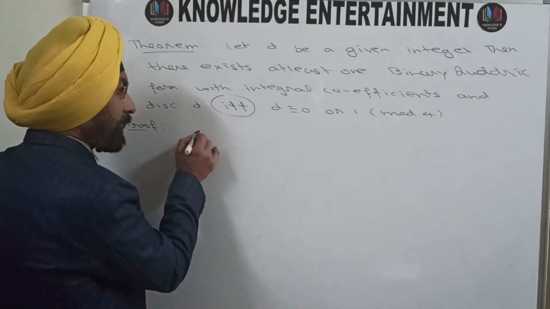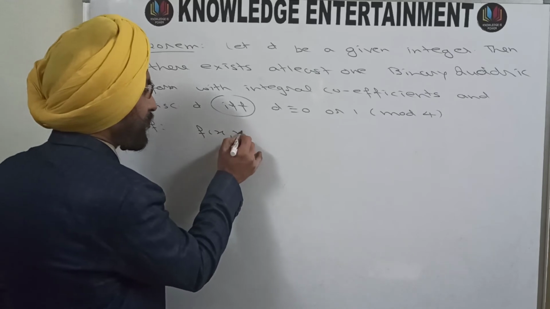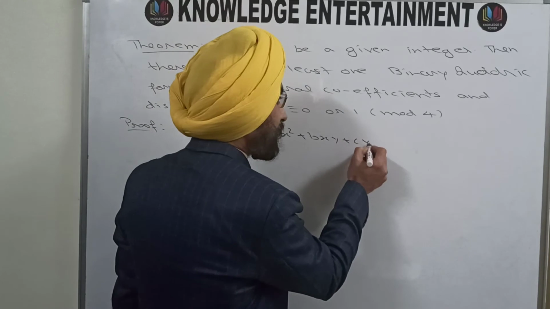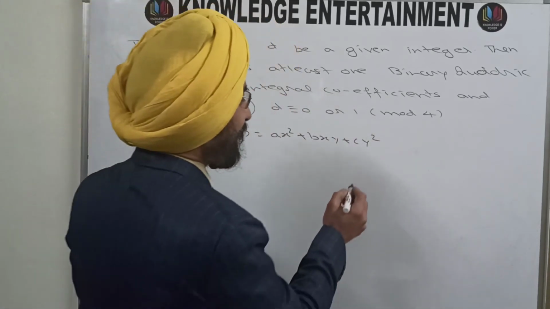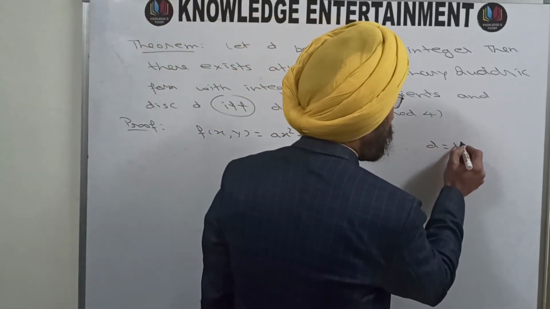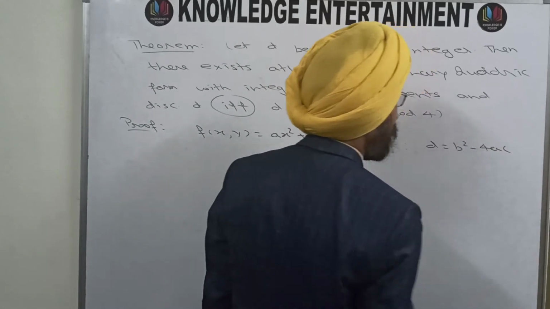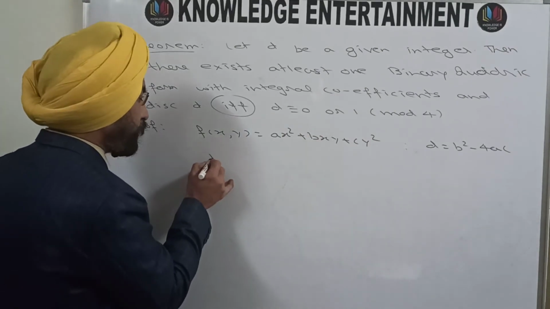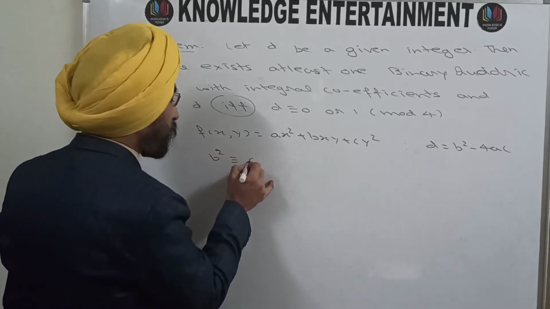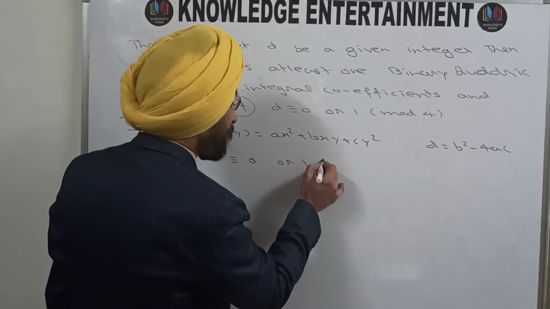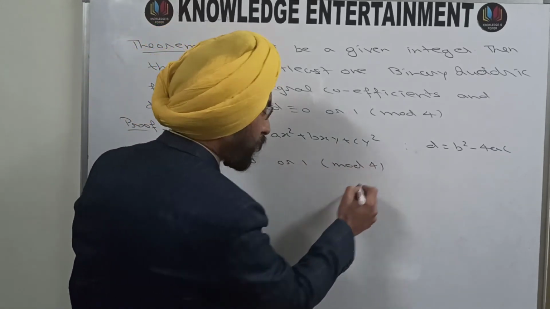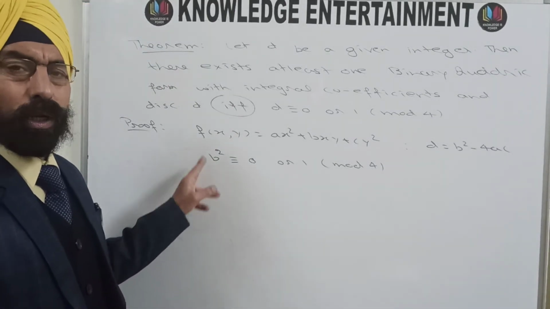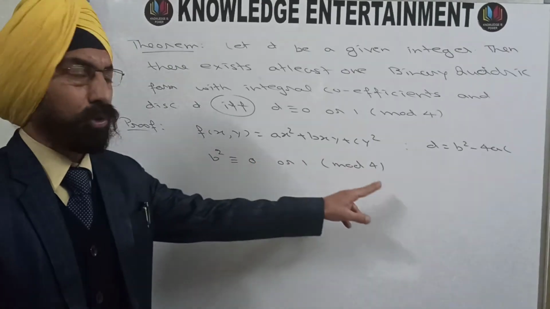Here your f(x,y) in general is written as ax² + bxy + cy², and its discriminant D is b² − 4ac. One thing to be noted is that whatever the value of b is, b² is either congruent to 0 or 1 modulo 4, because if your b is even, then it is 2a, and (2a)² is 4a², so 4a² is congruent to 0 modulo 4.